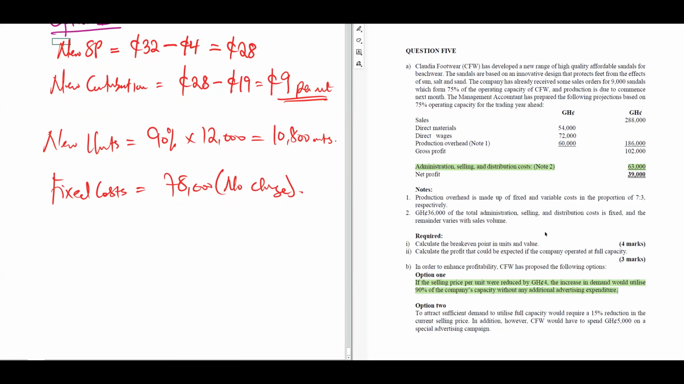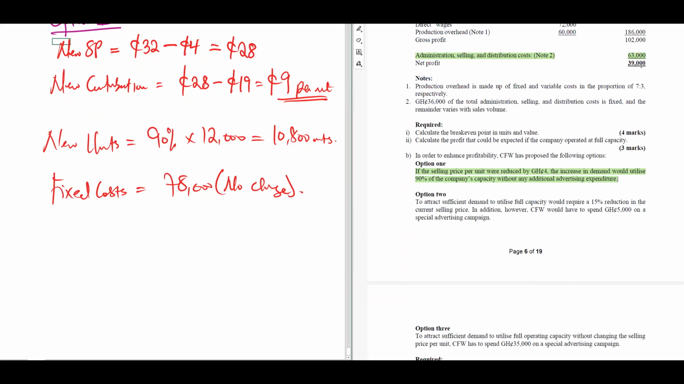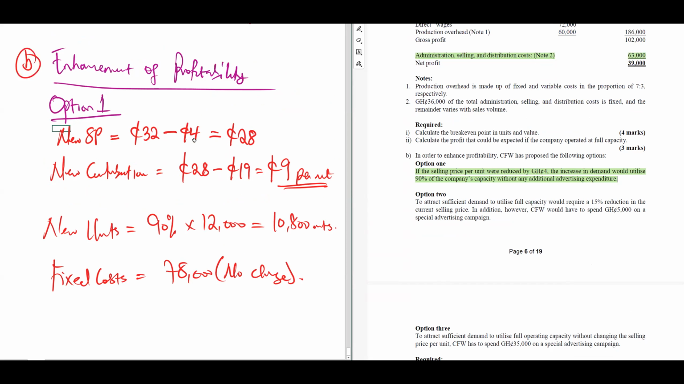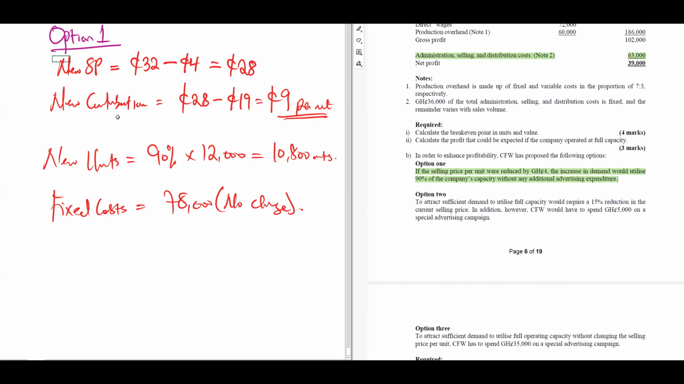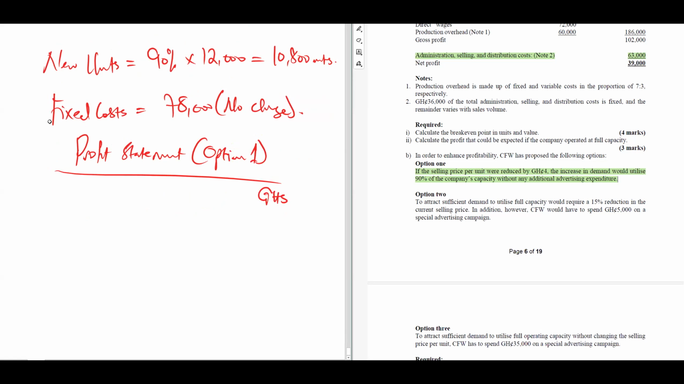So assuming I'm asked to find what? They said statement showing the effect of the three alternatives compared to the original budget. I can easily do it, right? So the original budget, I had a total profit of 39,000. Let's see the profit statement for option 1, right? So what's our profit statement for option 1? What will happen under option 1? So I just want you to start with contribution, right?